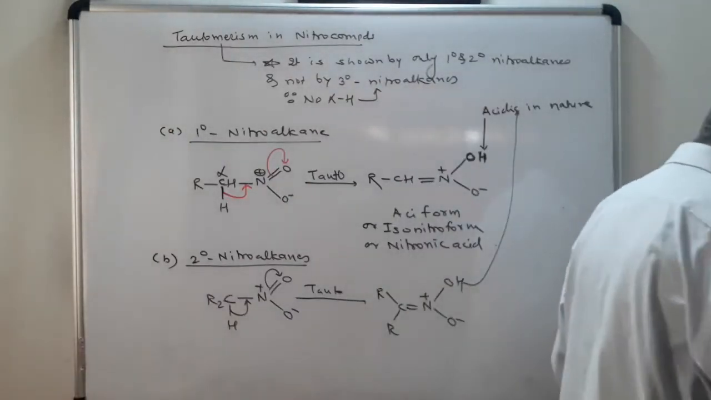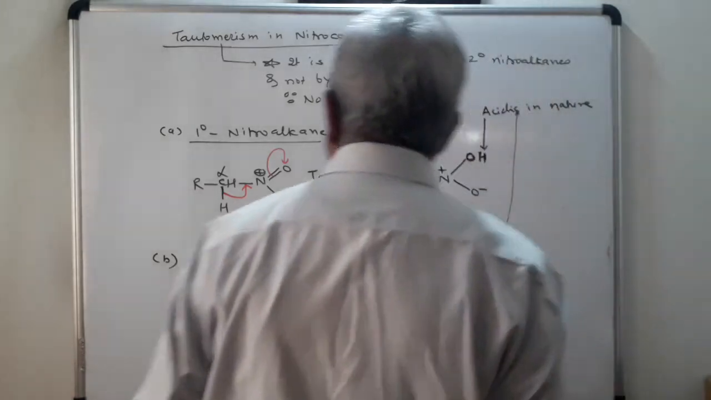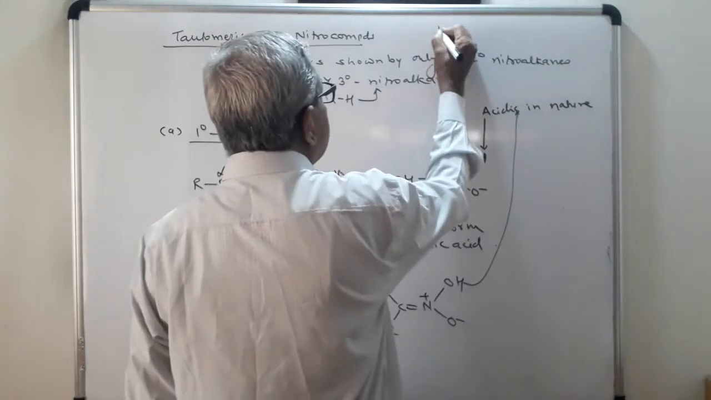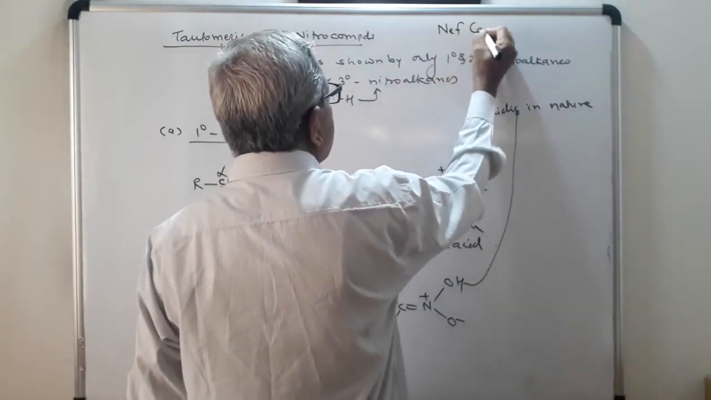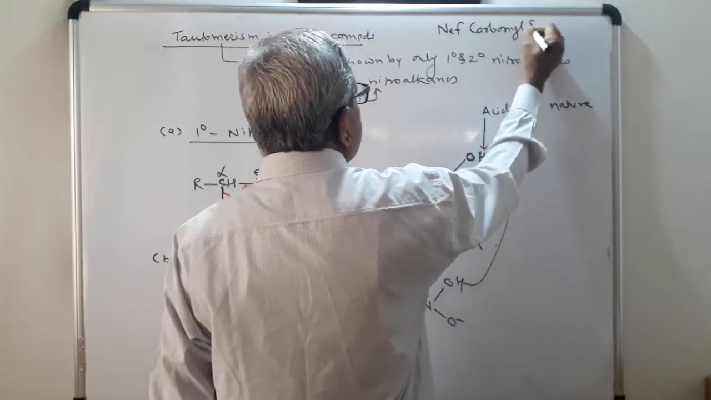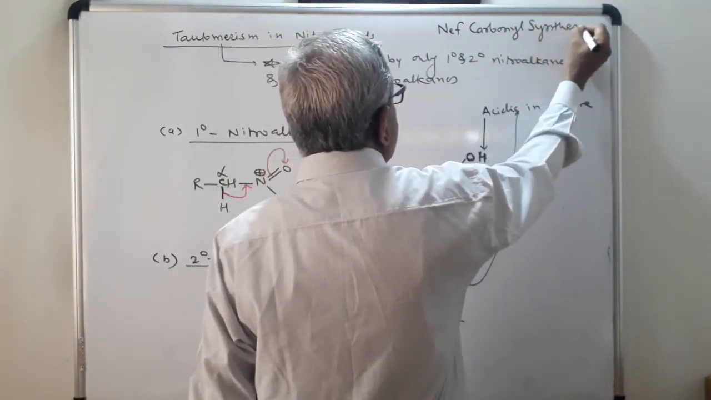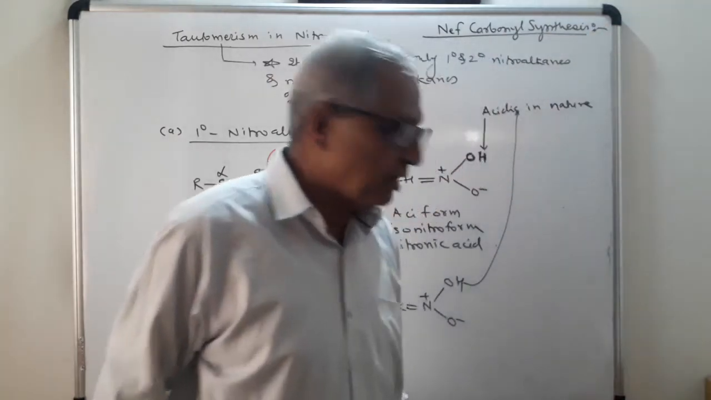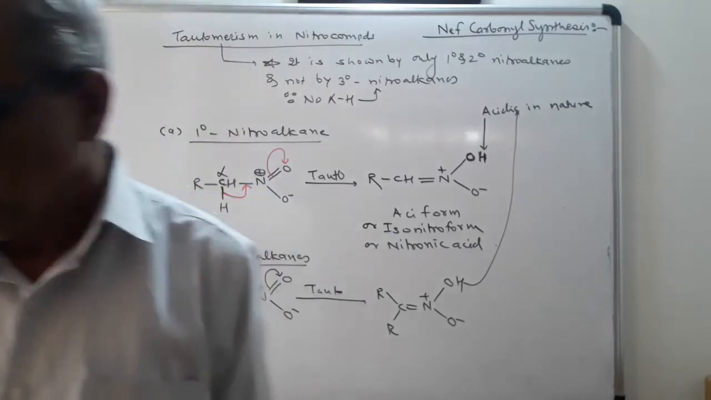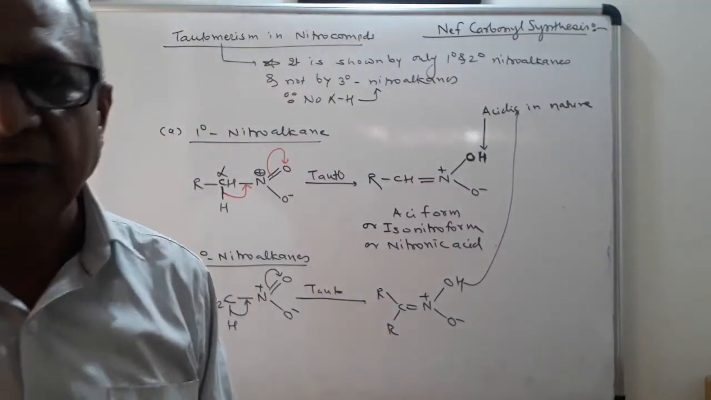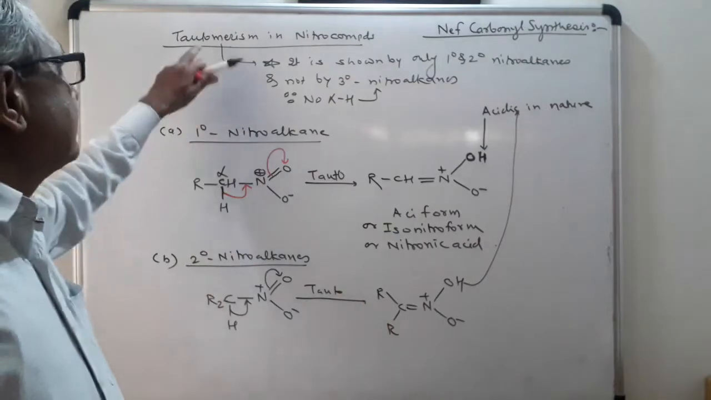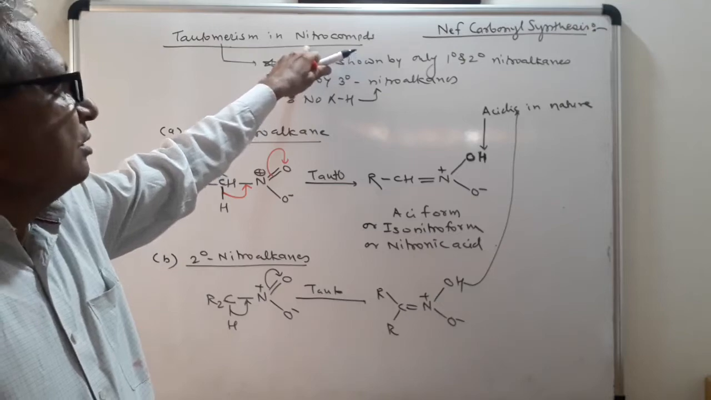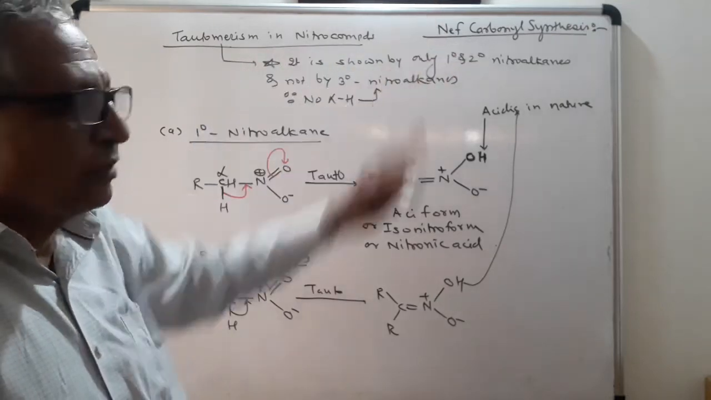If you understand this, then you will start to understand the next reaction, that is Nef carbonyl synthesis. So give the title Nef carbonyl synthesis. This is a very important reaction. This reaction you will understand only when you understand the term tautomerism in nitro compounds, because this is the fundamental point of the Nef carbonyl synthesis.